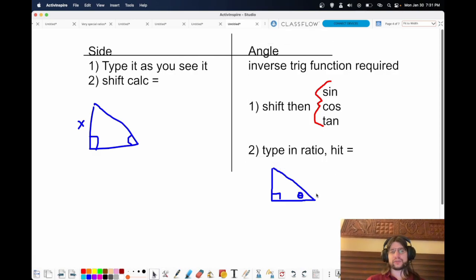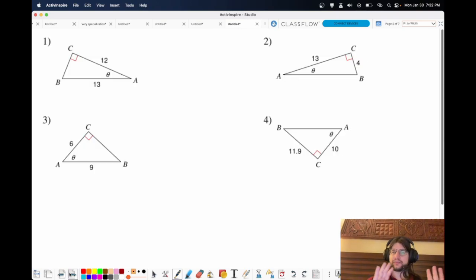and hit equals. So if we know the opposite, let's just say this is 3 and that's 5, then we'd have the opposite and the hypotenuse. So we would use sine, we'd hit shift sine, and we type in 3 over 5. I'm going to do some examples with you in a minute on the sheet for today. So we're just going to take a step back and look at some triangles.